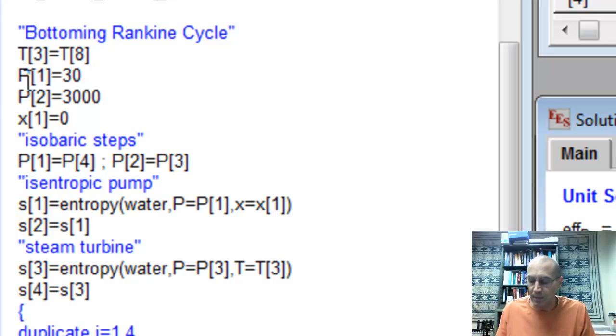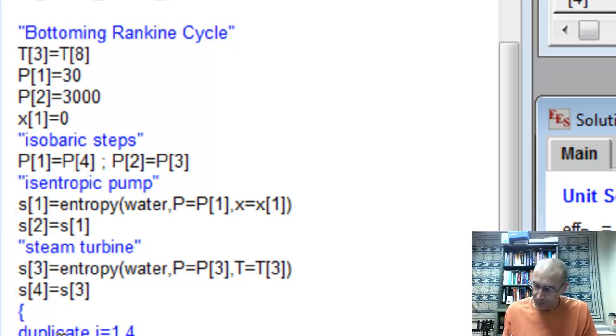T3 equals T8. Remember, that's what I said, that I'm assuming the output of the turbine from the Brayton cycle is going to be the highest temperature in the Rankine cycle. So it's sort of an assumption. There's my condenser pressure, and I'm saying that this is operating at 3000 kPa as well in the Rankine cycle. And then, of course, the outlet of my condenser is a saturated liquid. We have some isobaric steps. I'm assuming an isentropic pump and turbine again.